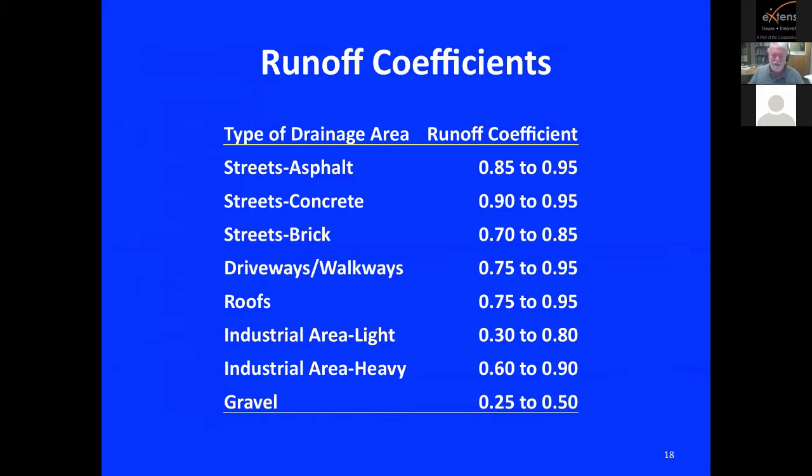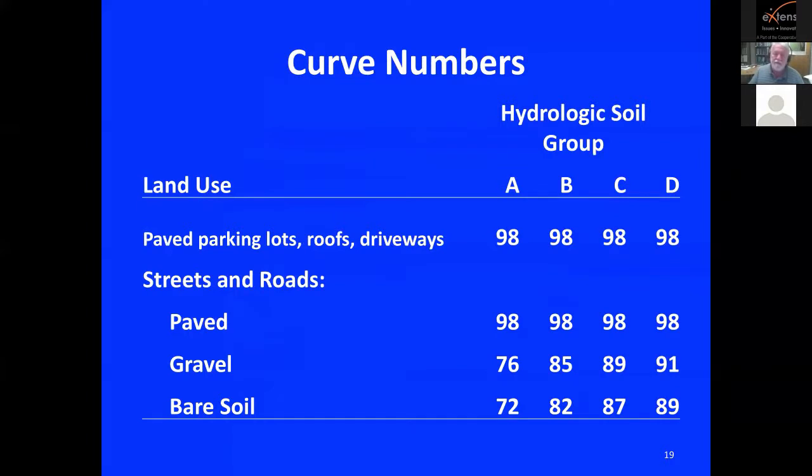So when we're taking a look at a gravel area, the bottom line here, we're saying that 25 to 50% of the rain that falls will end up running off of a site, whereas up here with concrete, we're saying 90 to 95% will run off.